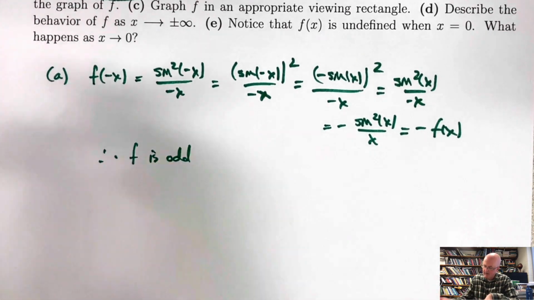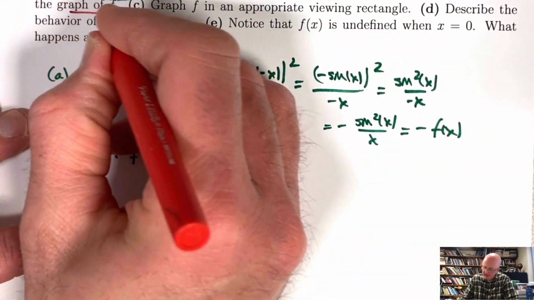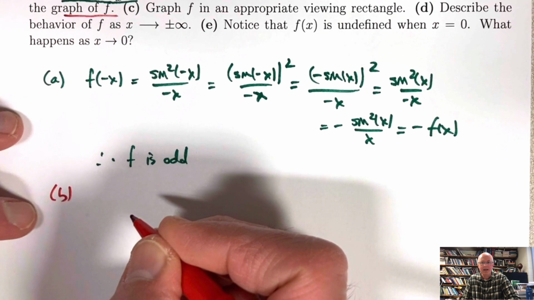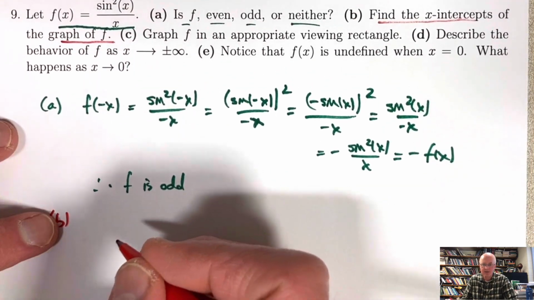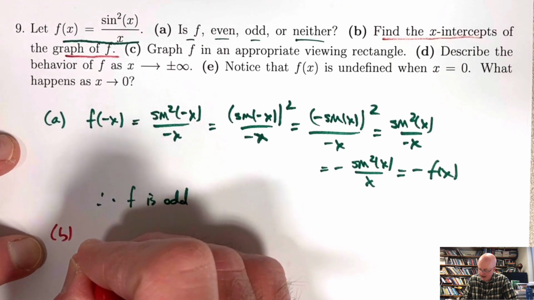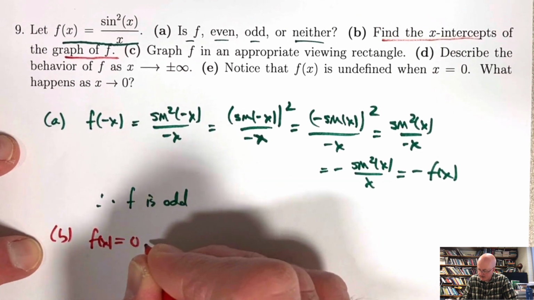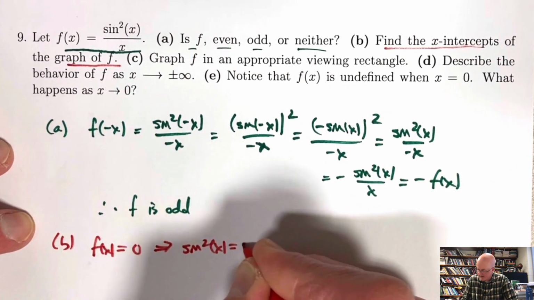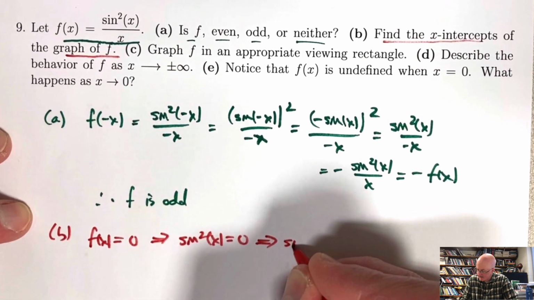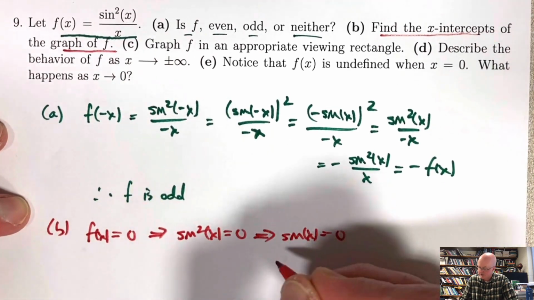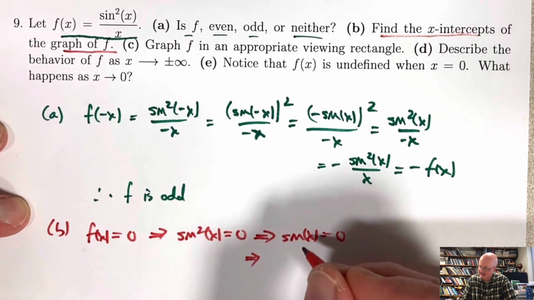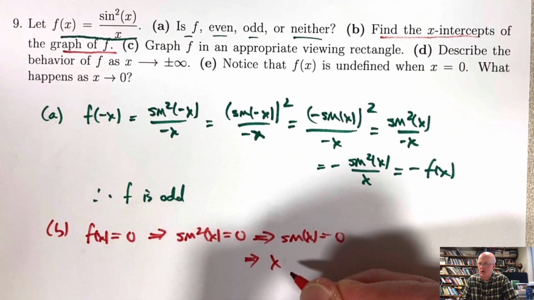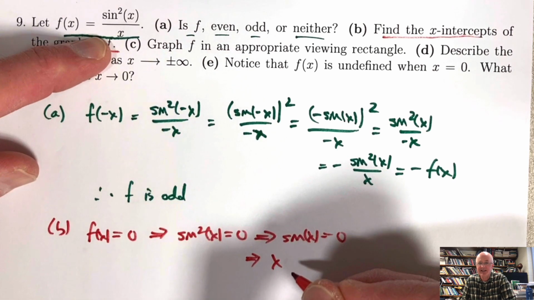Part B, find the x-intercepts of the graph of f. The x-intercepts are going to be where this function equals 0. The only way this function can be 0 is if its numerator is 0. And the only way a square can be 0 is if the thing itself is 0. So it looks like the zeros are the same spots where sine is 0. But is that really true? Sine of 0 is 0, but wait a minute. This function's undefined at x equals 0 because I would be dividing by 0.